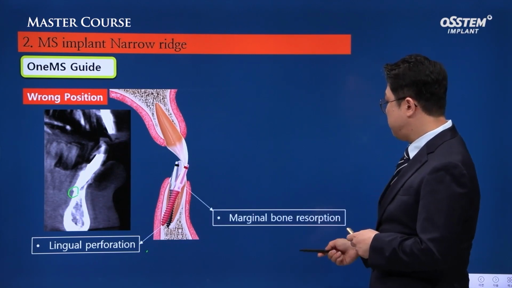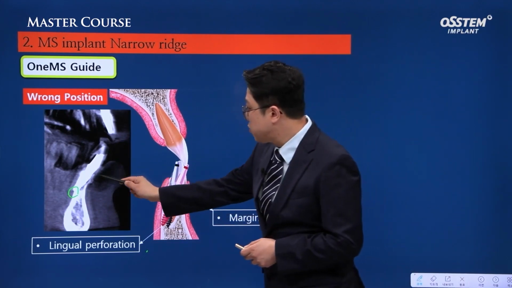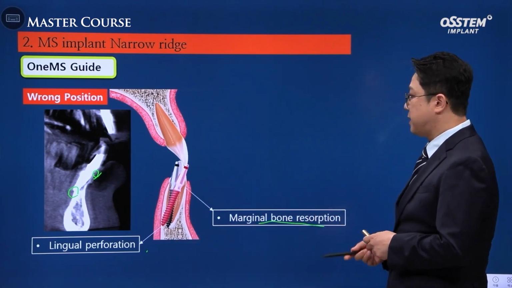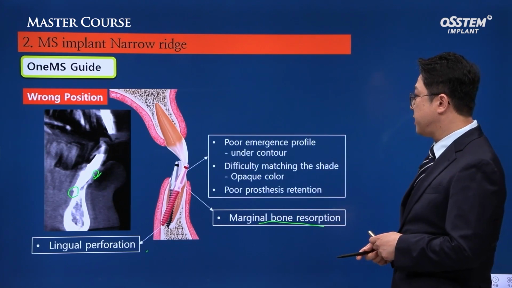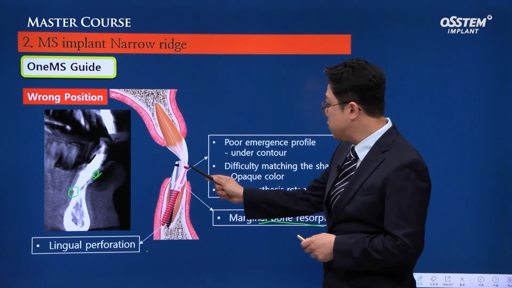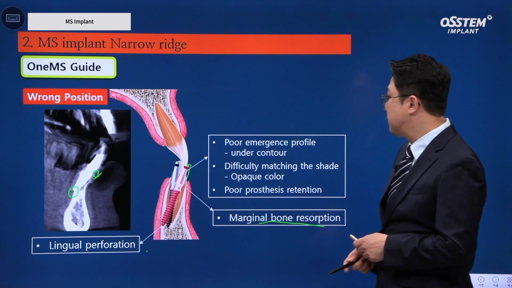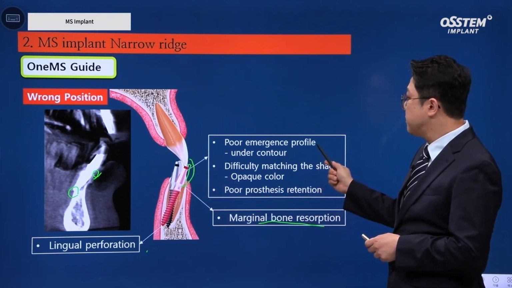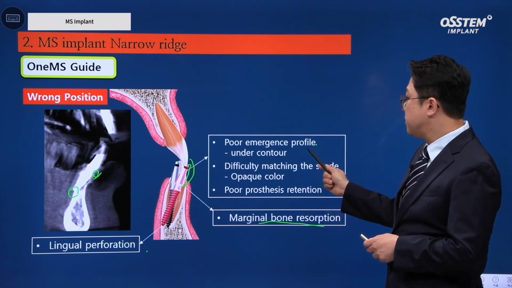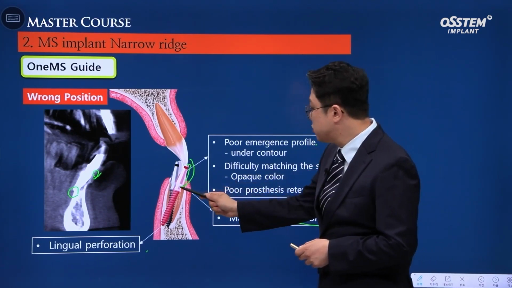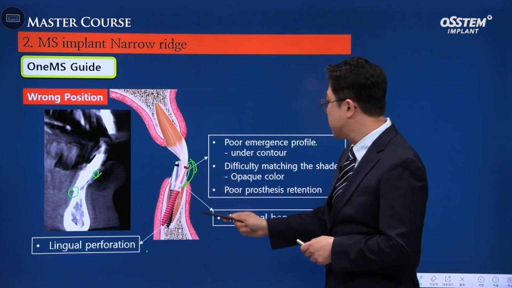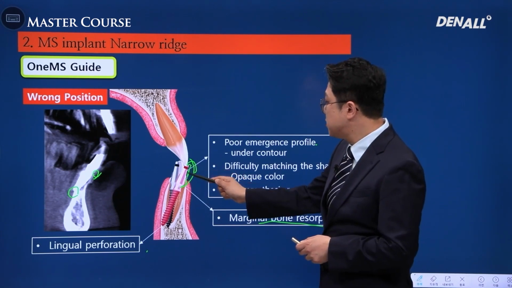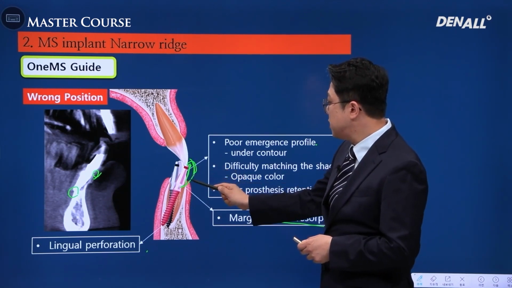If there's not a lot of space in the marginal ridge, and if there's compression, there can be bone loss. If the abutment sticks out towards the buccal area, we need to mount a prosthesis. It can be very difficult to make a good emergence profile. On this side, it will be under contour, and on the other side, there will be over contour. Because of the abutment that sticks out, you need to add porcelain here, but it will end up too thick.